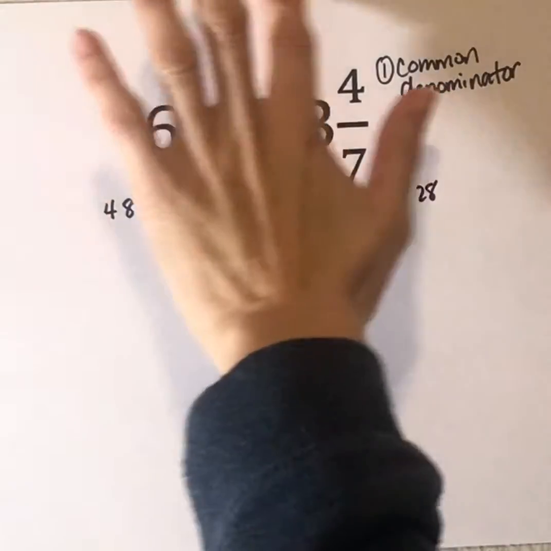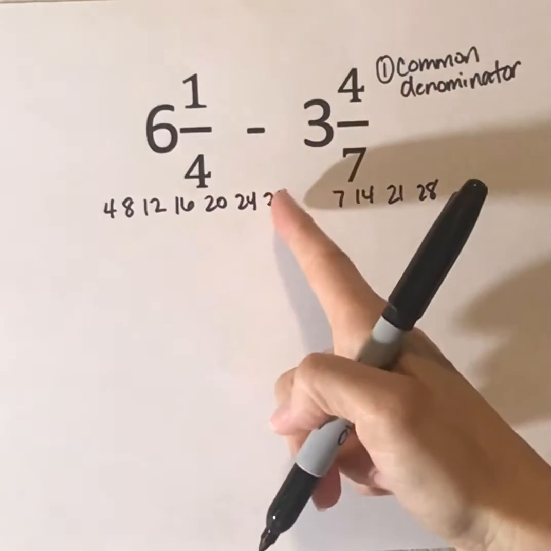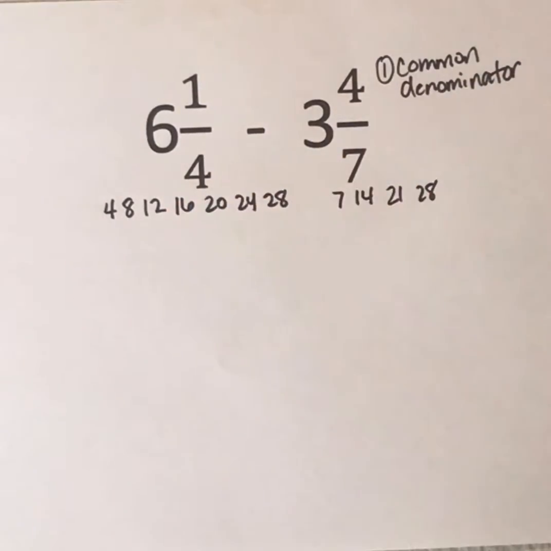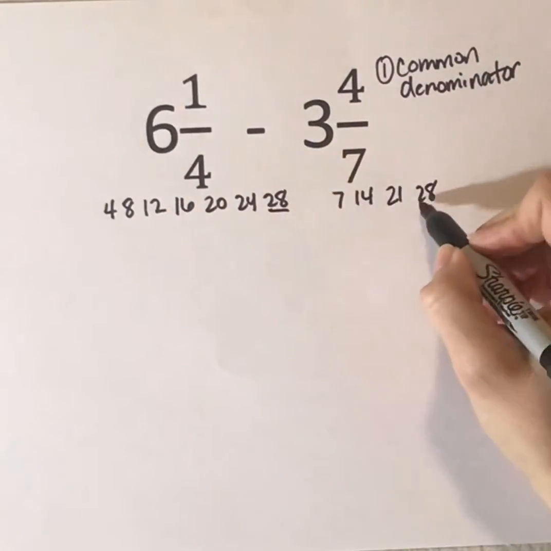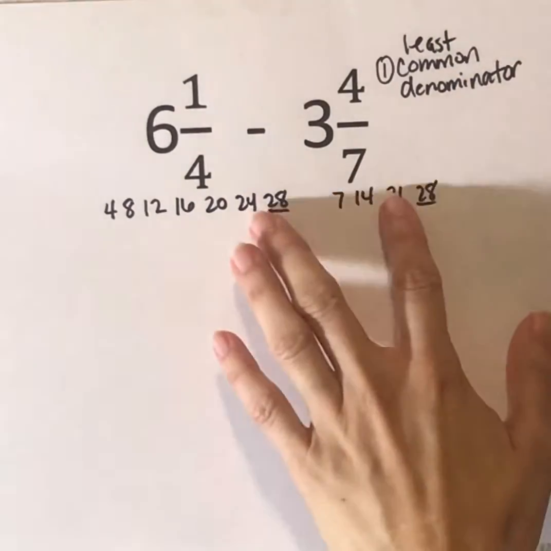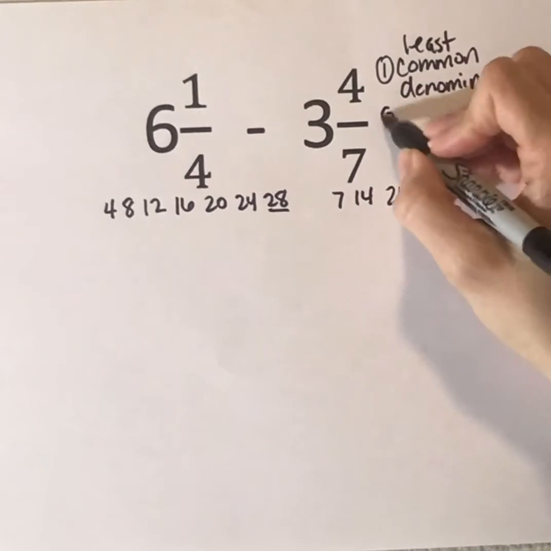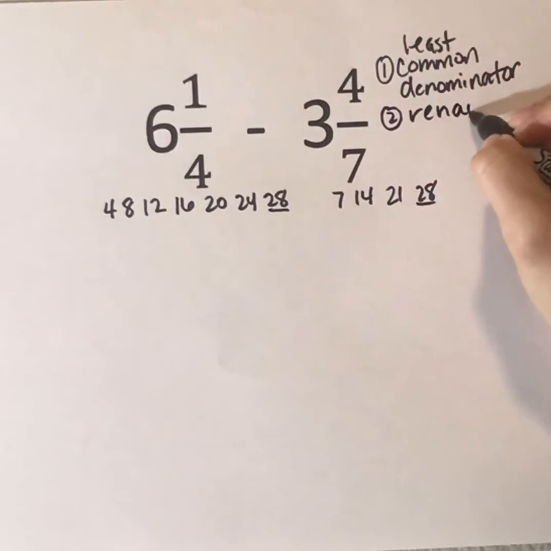To find the common denominator, we're going to look for the number that's the same for both. If you look, I see that 28 goes into both 4 and 7, and we call that the least common denominator because it's the one that shows up first. The second step is to rename our fractions.